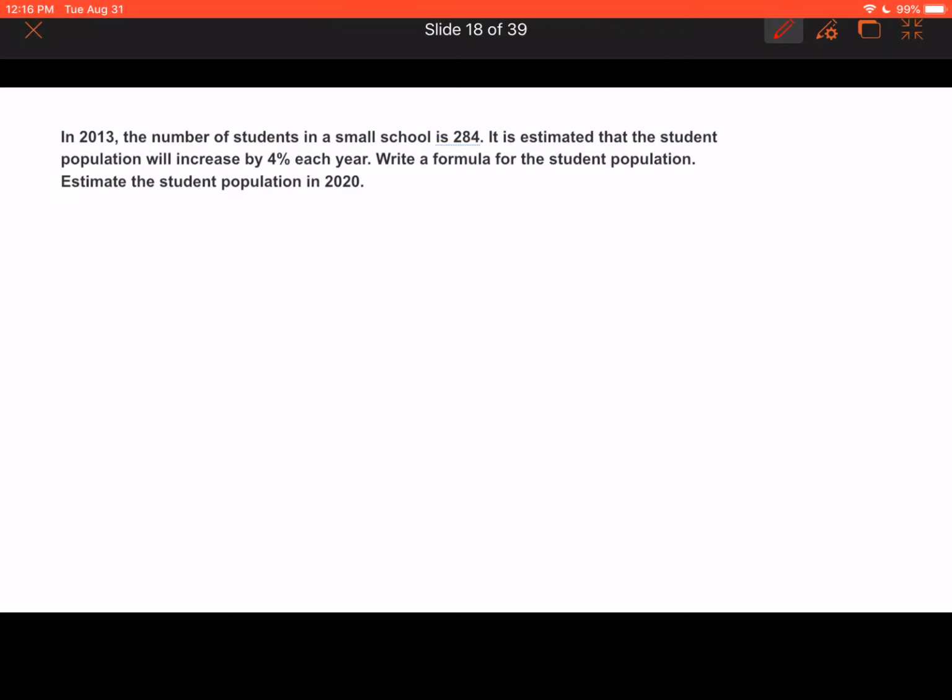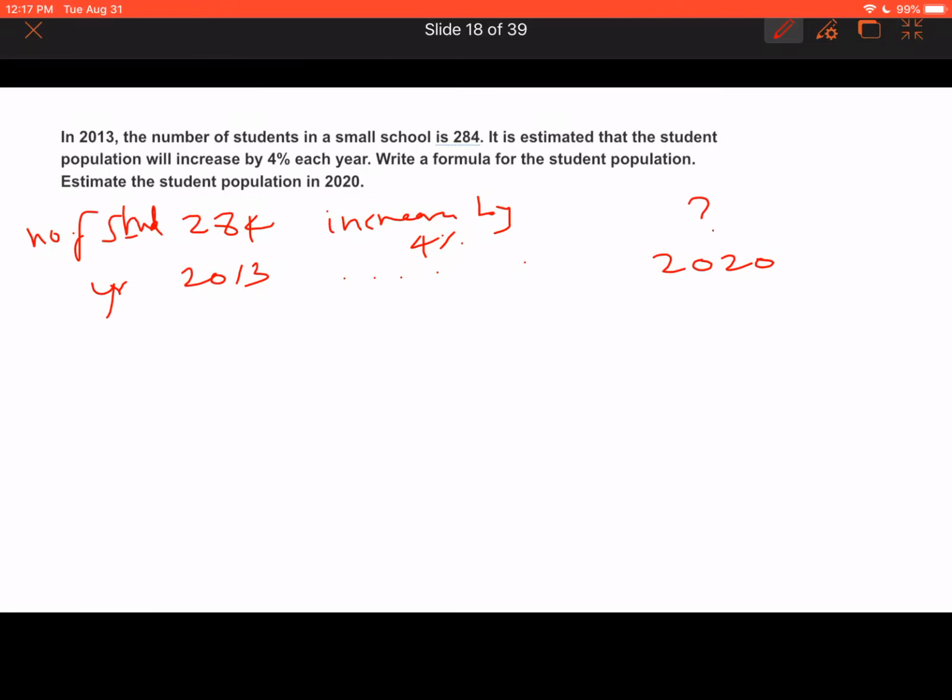So in 2013, the number of students in a small school is 284. Okay, this is in the year 2013, the number of students. It is estimated that the student population will increase by 4% each year. Write a formula for the student population. Estimate the student population in 2020. What is the student population?